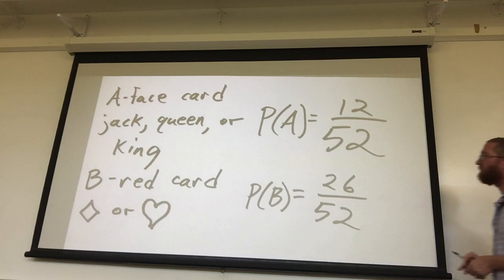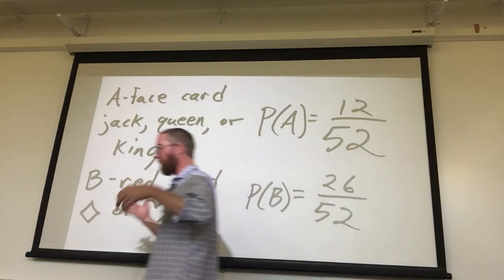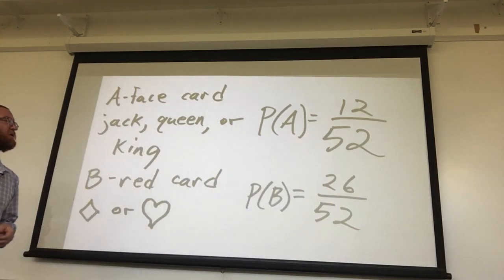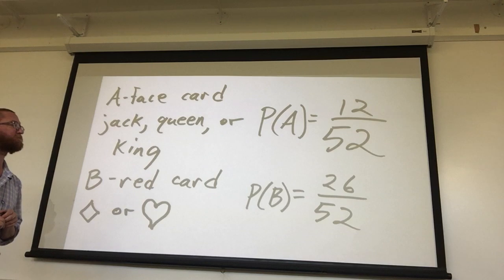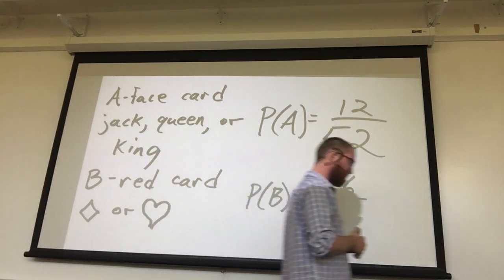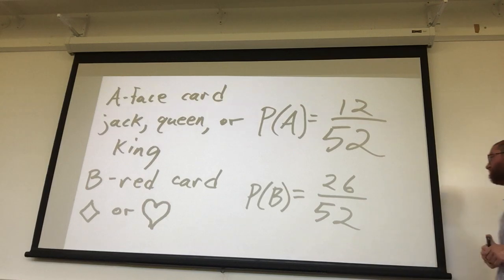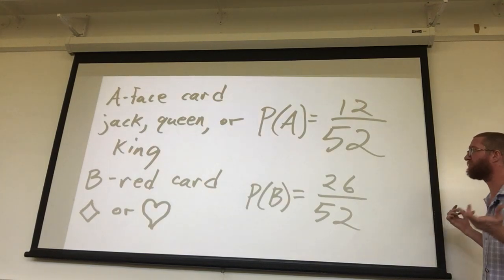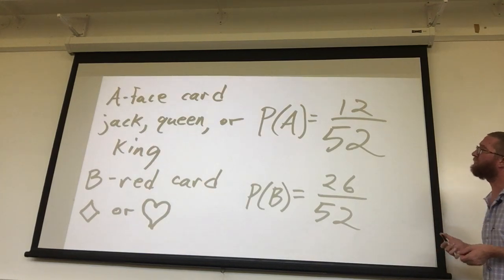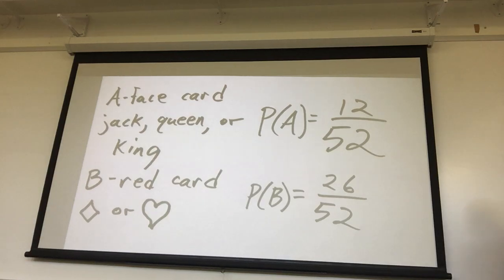I'm just not simplifying because we're trying to consider this as a sample space of 52 cards, so we'll leave that 52 on the bottom. Yes, we have 4 suits, and 2 of those suits are red. So the probability of picking a red card is 1 out of 2. It's 26 out of 52 because there are 26 red cards. Okay.